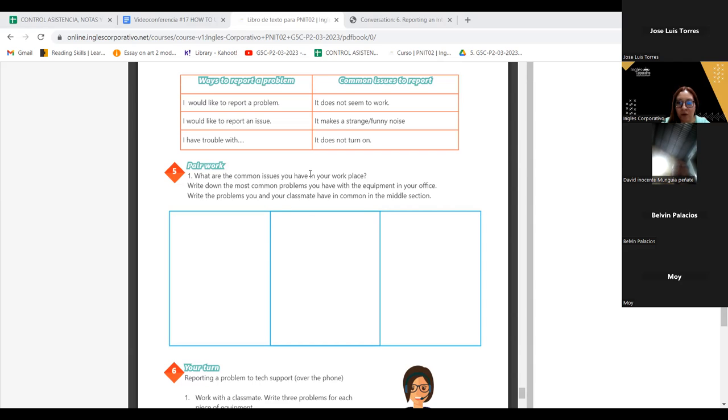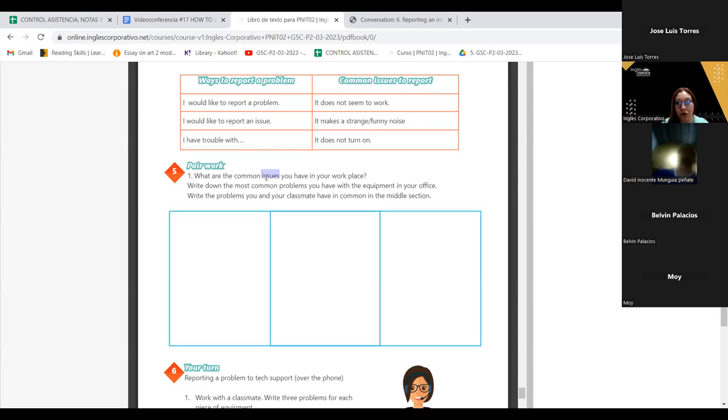Common issues I have in my workplace. Como solo voy a hablar de un equipo, right? One of the common issues I have, issues es problemas, por cierto, es otra forma de decir problems, ¿ok? One of the common issues I have in my work is that the internet service is very bad because I work from home. So one of the main problems, uno de los problemas principales, is that the internet is very bad. And when the technicians come to fix it, they never find the problem. And they always say that they fix it, but they never fix it in reality, okay?